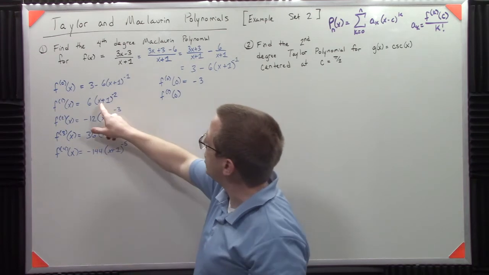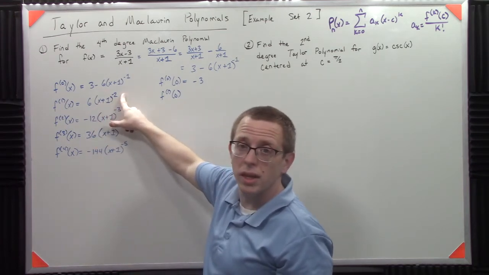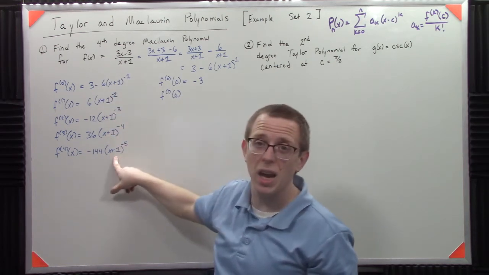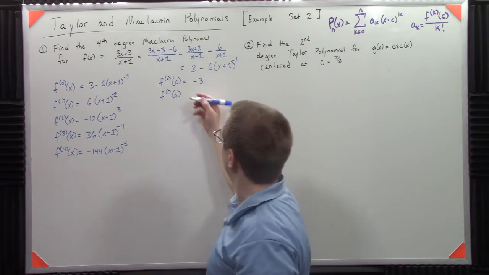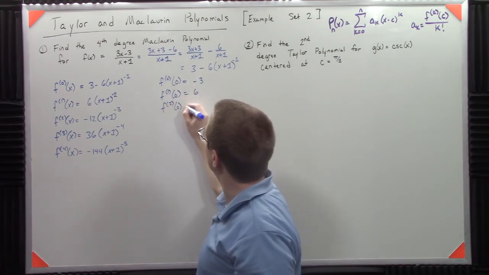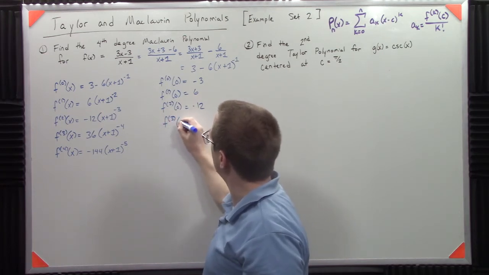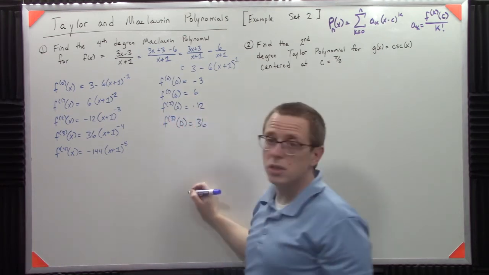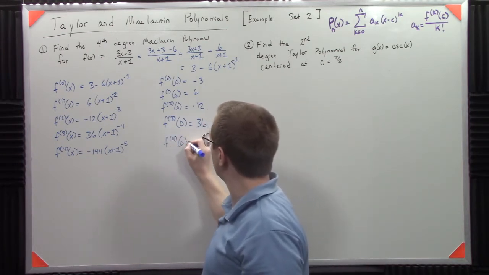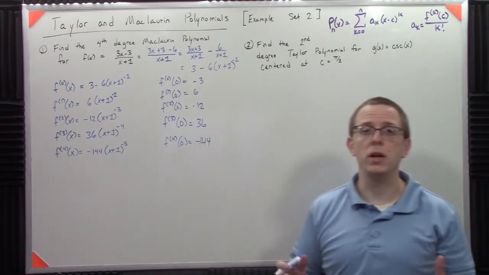What you're going to find each time when I plug in 0 here, this just becomes 1 in the denominator. So realistically, all of these terms kind of just evaporate. You get 6, negative 12, positive 36, and negative 144, right? Simple enough.